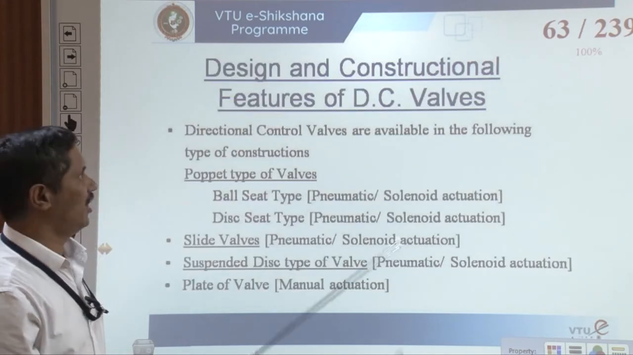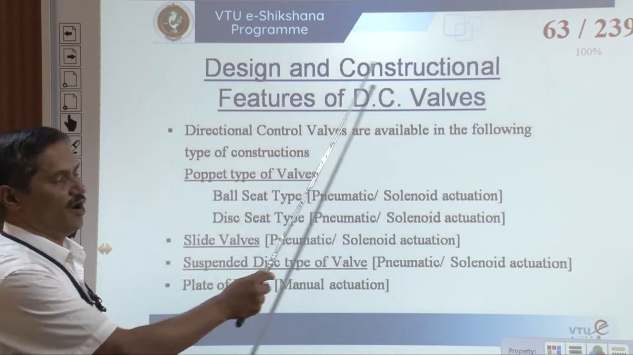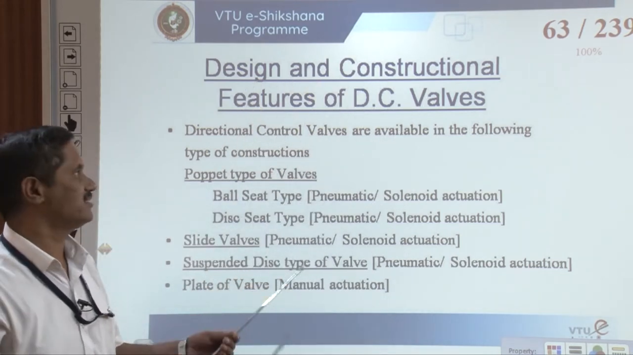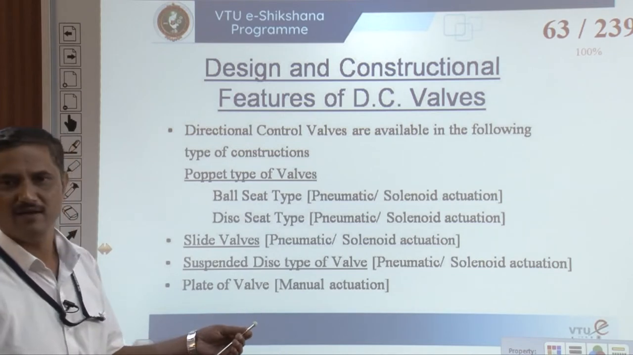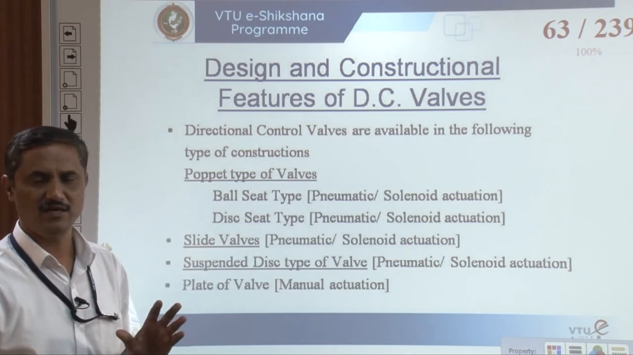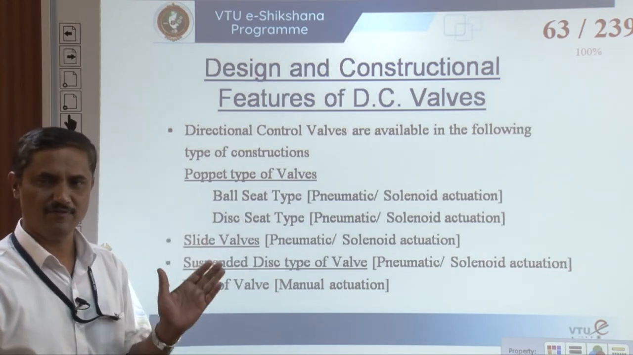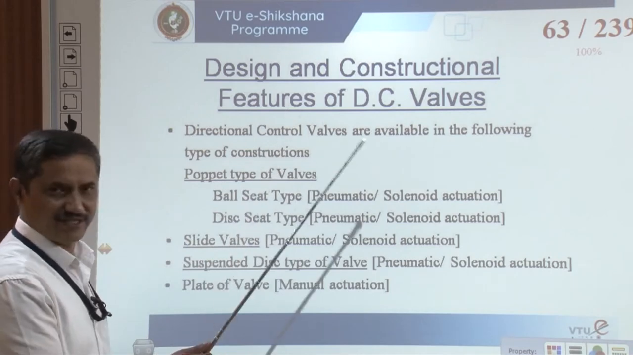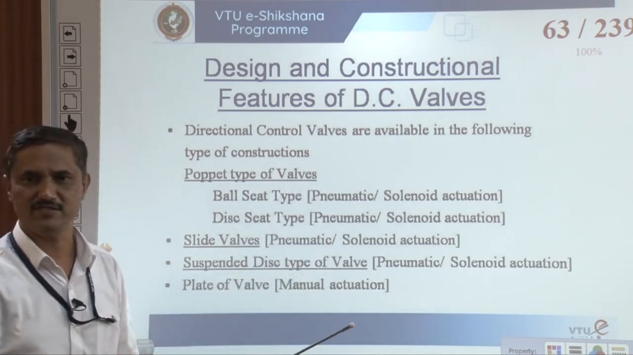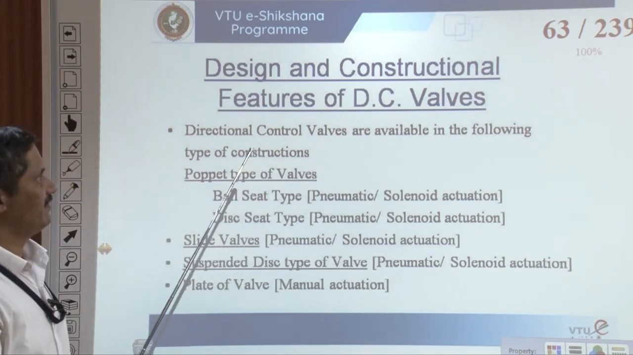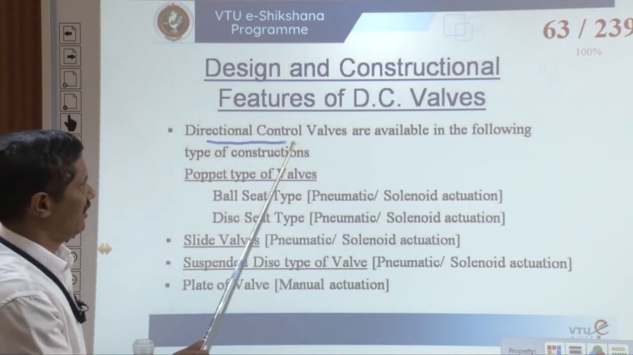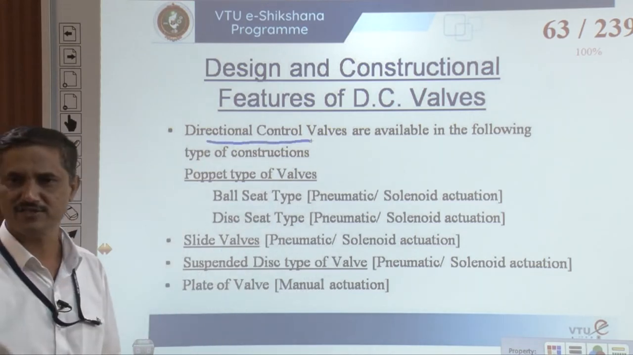Now, we will move on to how these valves are being constructed. What are the different types of constructions which are available? So, we have understood about the valve and different positions, ports, configuration, all those things and actuation types. Now, we will move on to constructional features of the DC valves. In the design and constructional features, the directional control valves are available in different types of constructions.